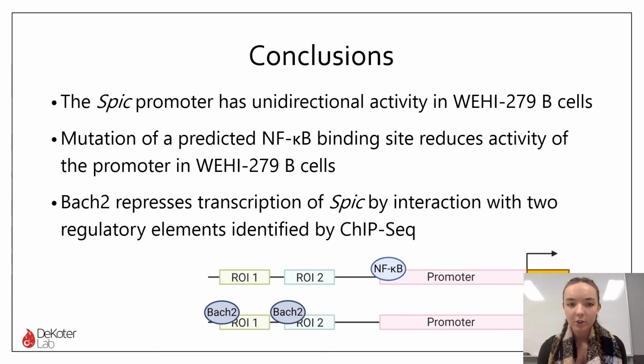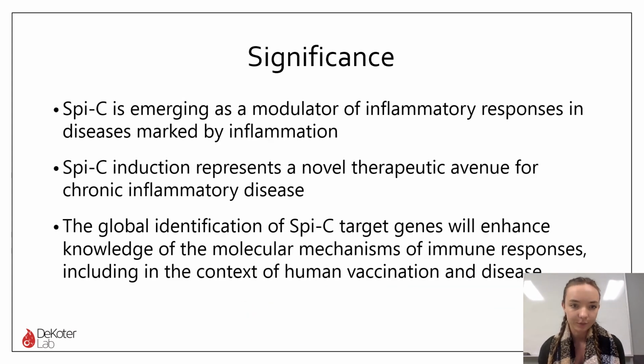So from this part of the project, we can conclude that the Spi-C promoter has unidirectional activity in Wee279 B cells. That mutation of a predicted NF-kB binding site reduced activity of the promoter in Wee279 B cells, and that BOC2 represses transcription of Spi-C by interaction with two regulatory elements that were previously identified by ChIP-seq.